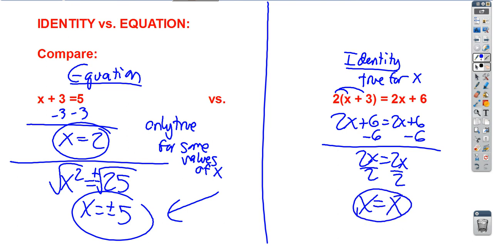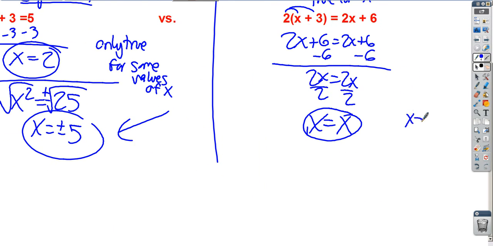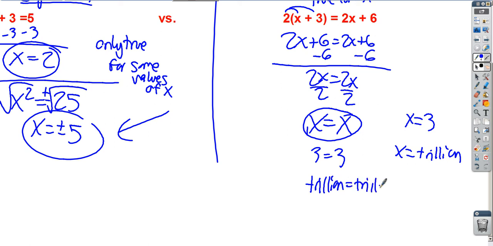Now think about it. Whatever x value you plugged in there, no matter what it was, it would always be true. So let's set x equals 3. We would get 3 equals 3. Let's let x equal a trillion. We would get a trillion equals a trillion. So no matter what x value I plug in, I'm always going to get something that's true. The left side and the right side are always going to be identical.